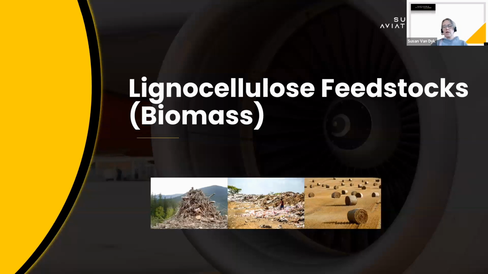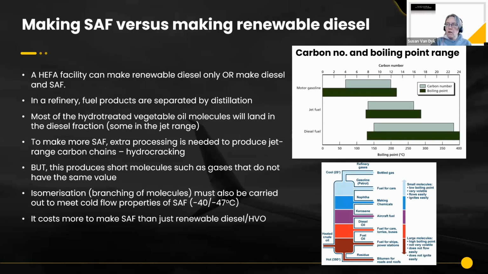So that's a really important issue, because what we see all around the world is that there are a lot of facilities that use vegetable oils and fats and use cooking oils and everything, but they only make renewable diesel. They don't make SAF. And this is the reason why. It's because you have to do more processing, you lose some of your yield, and you can't get a higher price. In fact, jet fuel is normally at a lower price than diesel.